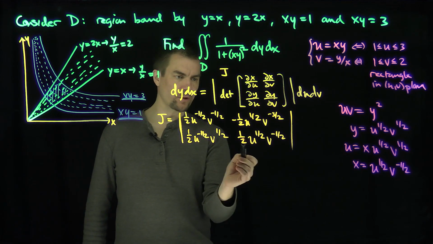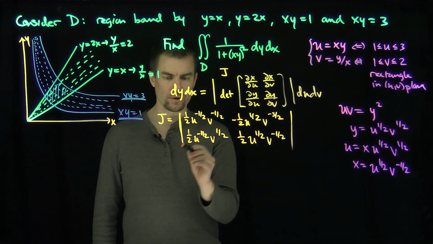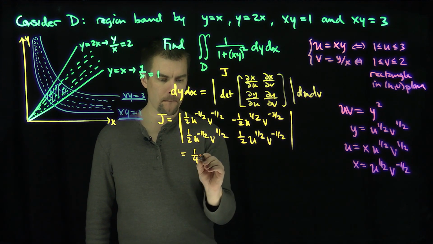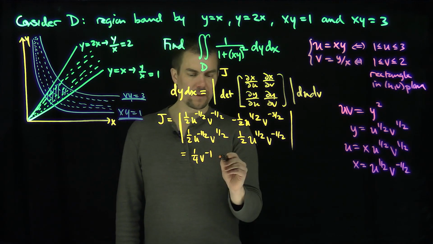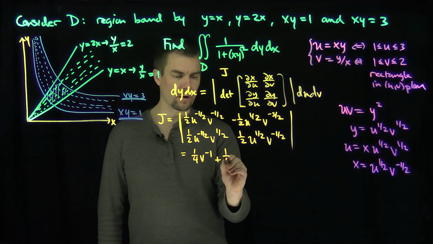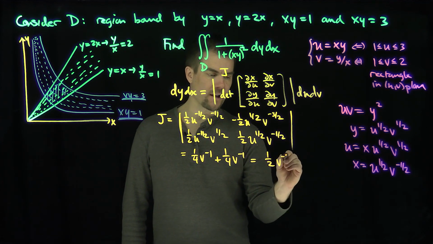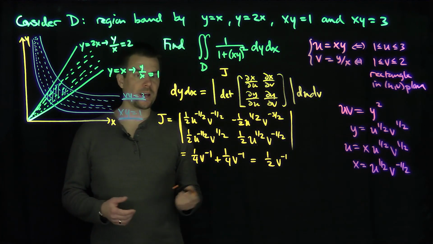Okay. And so let's compute this. Over here, I'm going to get a 1/4. The u's are going to vanish here in the main diagonal. I get a v to the negative 1, so I'm going to get a 1/4 v to the negative 1. And then the off diagonal, I'm going to get a positive 1/4. The u's are going to vanish again, and I get a v to the negative 1 plus 1/4 v to the negative 1. So our Jacobian in this case is just 1/2 v to the negative 1. So now I have everything I need, so that's my Jacobian.